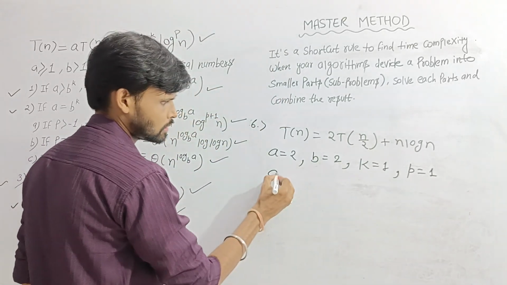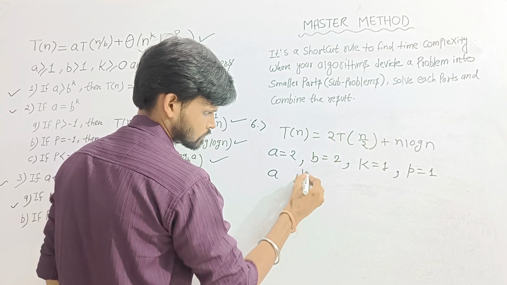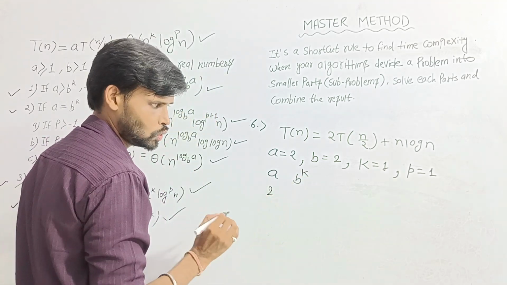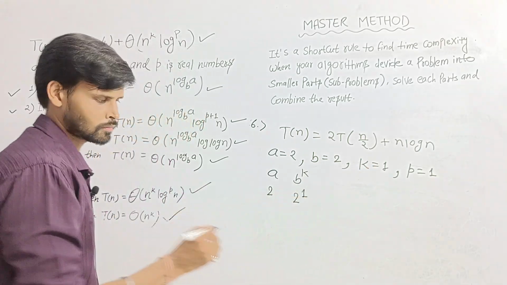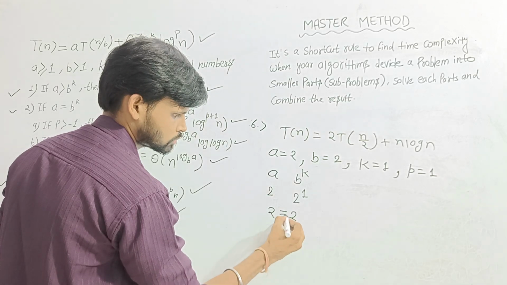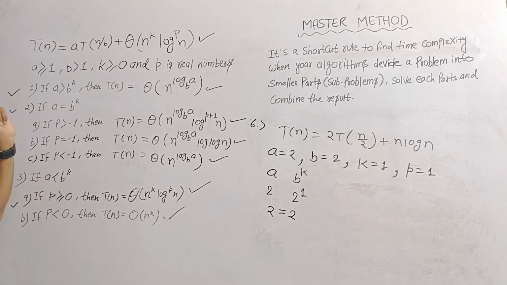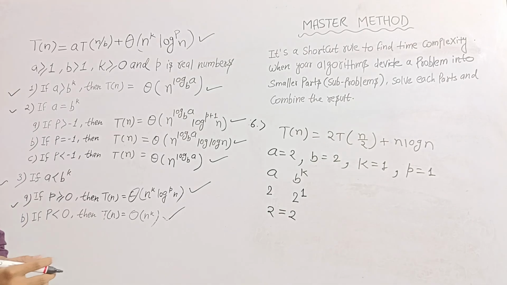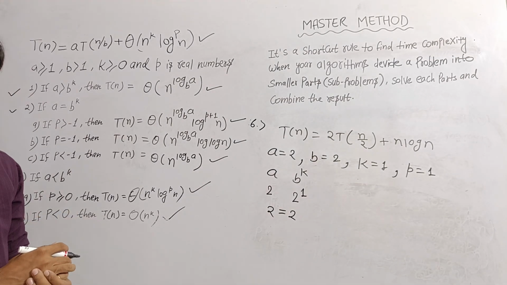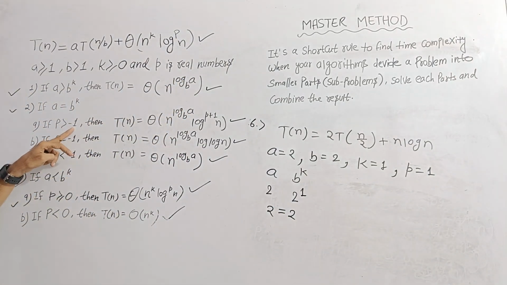Just check the relation between a and b power k. What is the value of a? That is 2. What is the value of b? That is 2. And what is the value of k? 1. 2 and 2 are equal, so in this case the second case will be applicable. After checking the second case you will have to check another 3 cases, which depend on the value of p. Here p equals 1, p greater than minus 1, so condition 1 will be applicable.